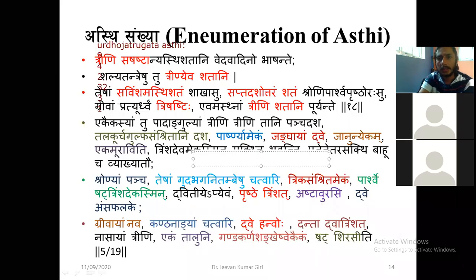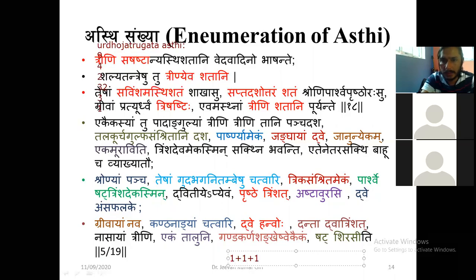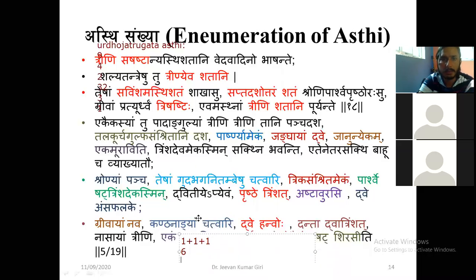Okay, then sat sirasi iti. So in the sira there are six. So that means ganda, karna, sankha: 1 plus 1, so one in each. Then in the sira there is 6. So total, you can write total here. So these are the 63 bones in the Urdhva Jatrugata region. So this is the meaning of the sloka here.